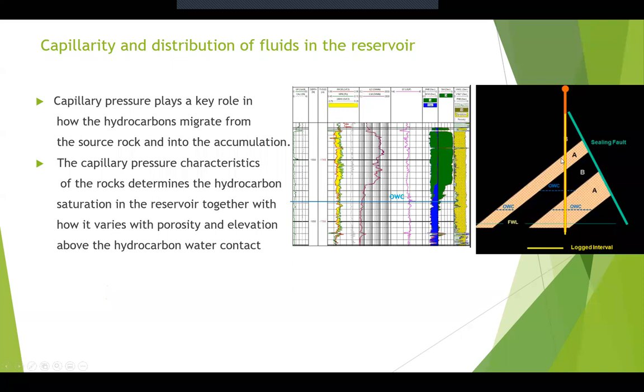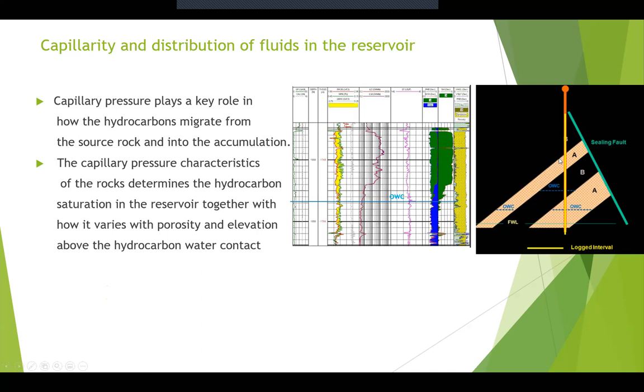if we are drilling another well down deep, close to the oil water contact, the saturation in the crest is different from the well drilled closer to the oil water contact. That's why we need to know about capillary pressure. If we want to distribute the saturation in this part in here, how do we distribute it?